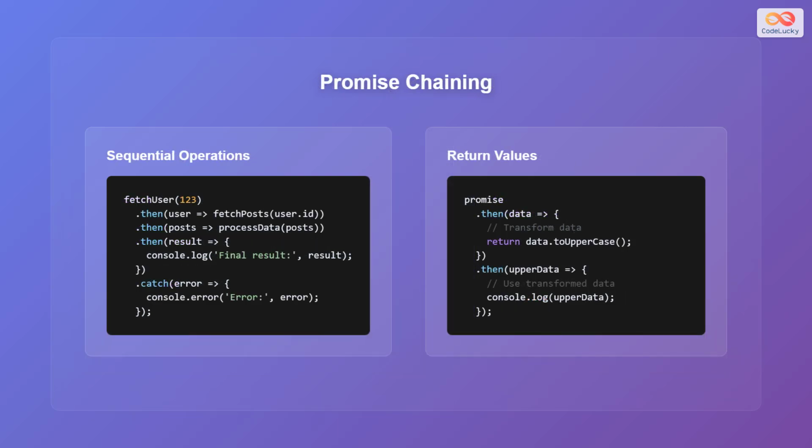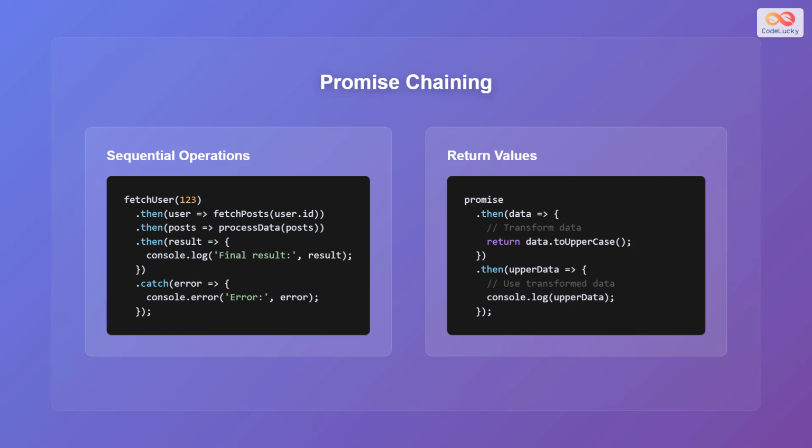Promise chaining involves linking multiple asynchronous operations together in a sequence. Each then block can return a value or another promise, allowing you to perform a series of operations. The fetchUser function fetches user data, then fetchPost fetches posts based on the user's ID, and finally, processData processes those posts. The final result is then logged to the console.